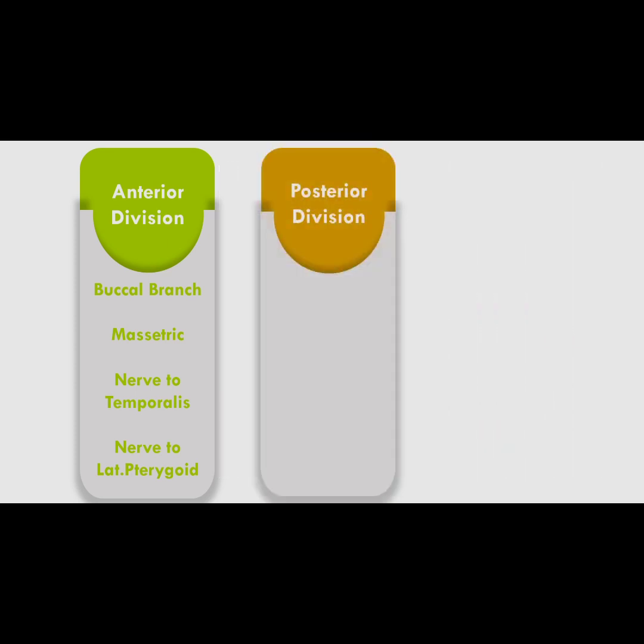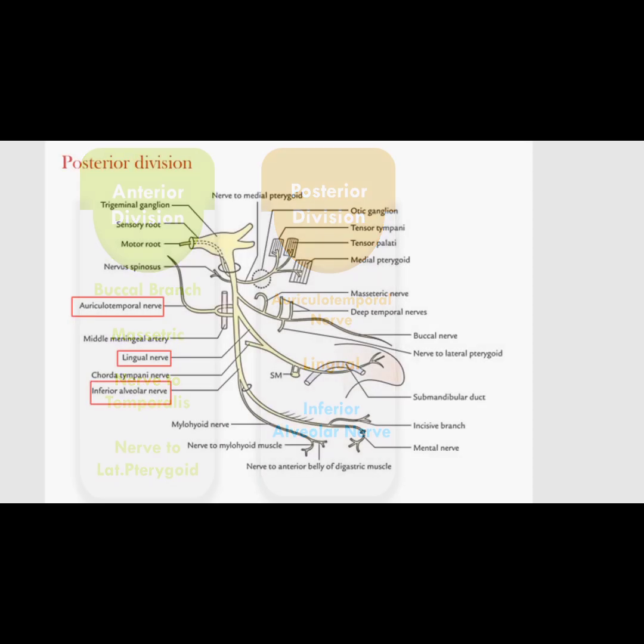In the posterior division, we have the auriculotemporal nerve, lingual nerve and inferior alveolar nerve. And this is a picture showing the posterior division of the mandibular nerve. Here, the auriculotemporal nerve and lingual nerve are the sensory branches. The inferior alveolar nerve is a mixed nerve which has both motor and sensory roots.